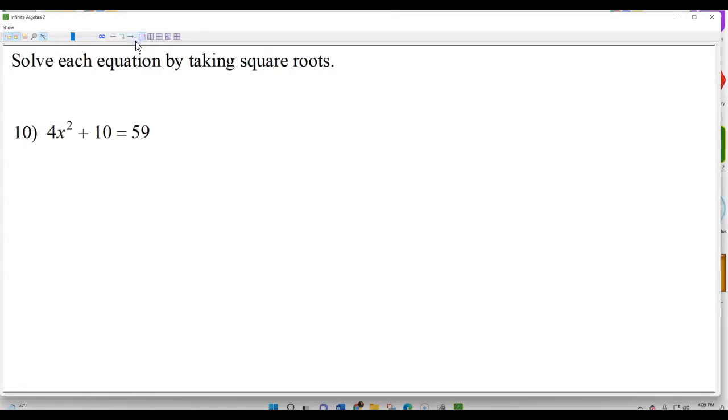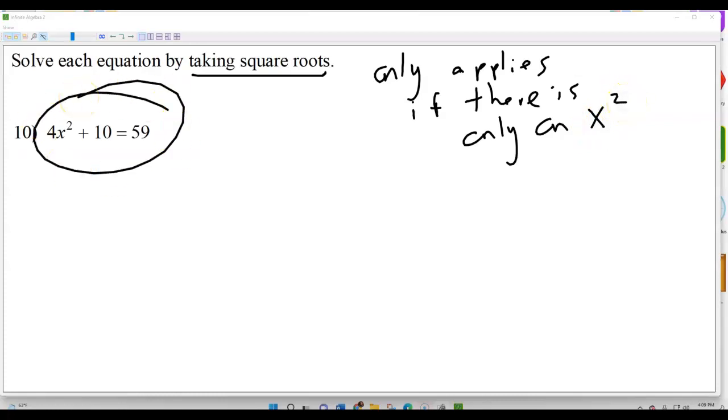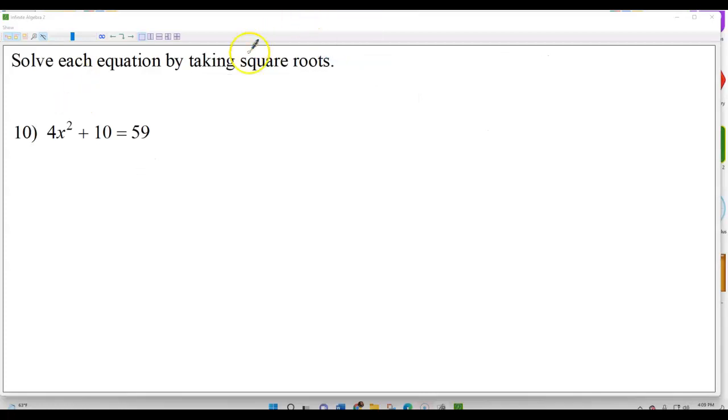But sometimes you can solve quadratics differently, and you could do it by taking square roots. This only applies if there is only an x squared. So you'll notice that in this quadratic equation, there's only an x squared. There's no x. There's only an x squared. So when that happens, you can do this strategy. And it's nicer. It's quicker. You don't need to do the quadratic formula. What you do first is you start by subtraction.